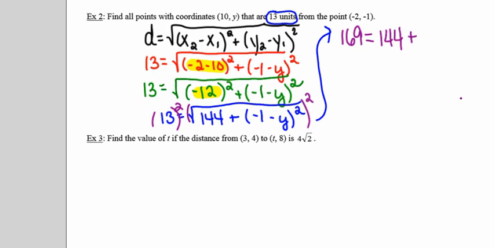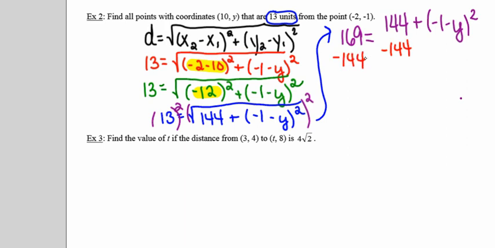So 144 plus -1 subtract y squared. To undo an adding 144, I'm going to subtract 144, and if I do that from the right side, I have to do that from the left side as well. So that tells me now that 25 is equal to -1 subtract y, quantity squared.